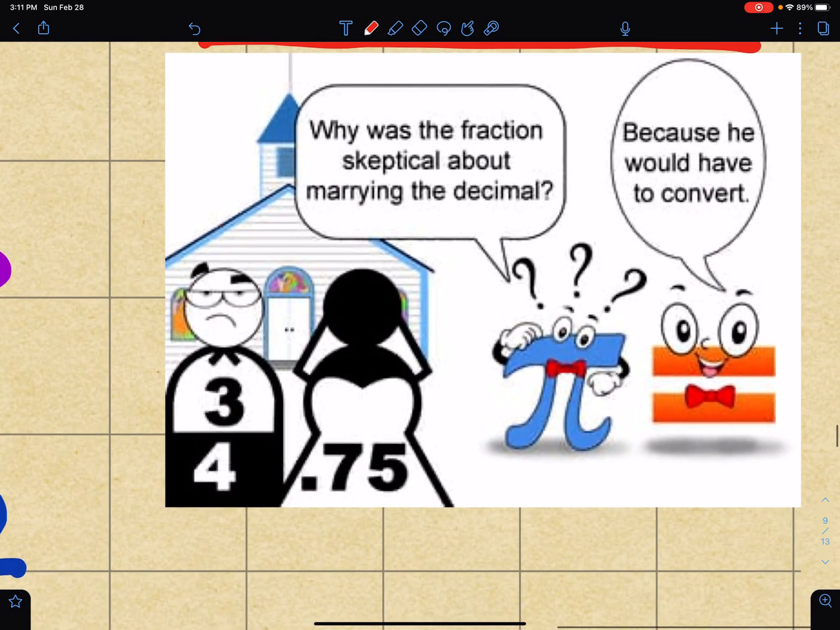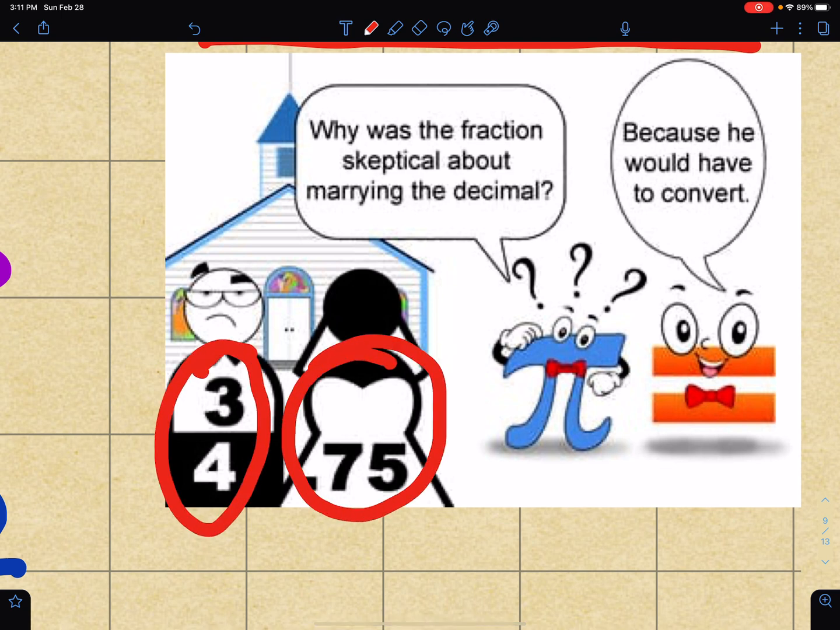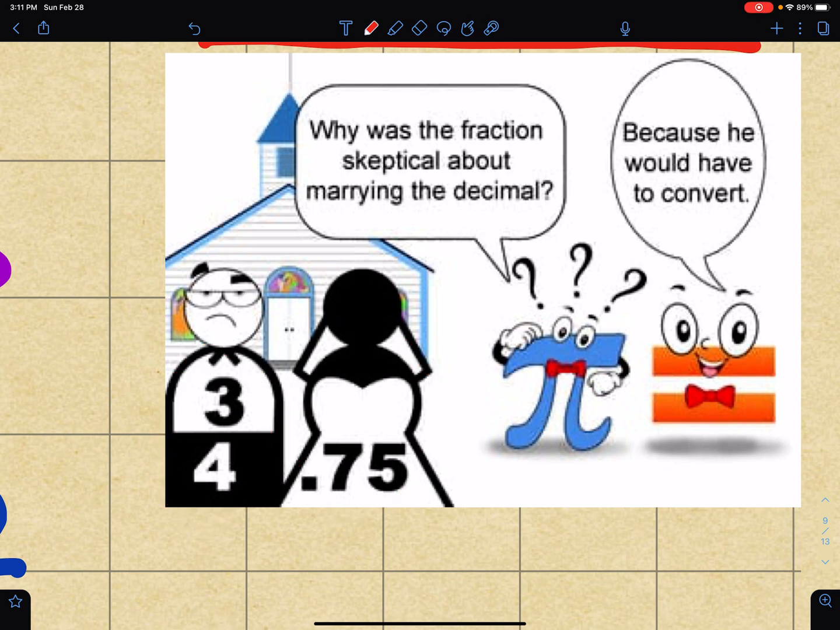Why was the fraction skeptical about marrying the decimal? This is the fraction. He's going to marry this decimal because he would have to convert. Sometimes people have to convert religions when they get married. But in this case, it looks like he has to convert to a decimal. Okay, they're actually the same decimal right there, as we will see.